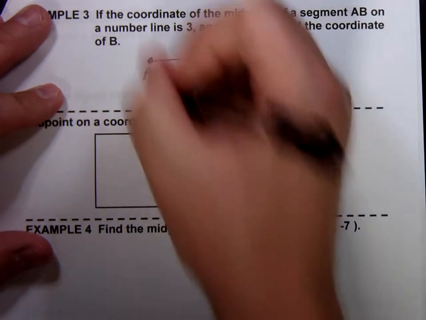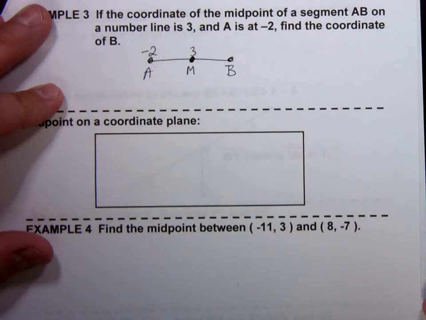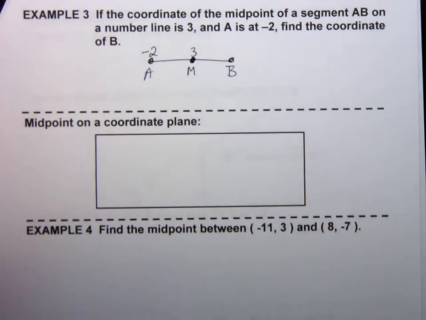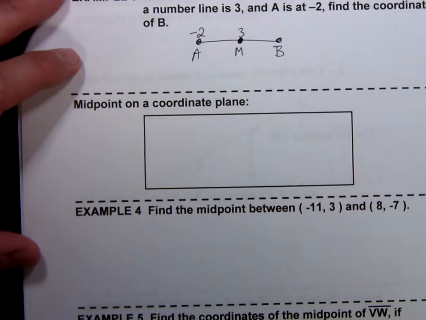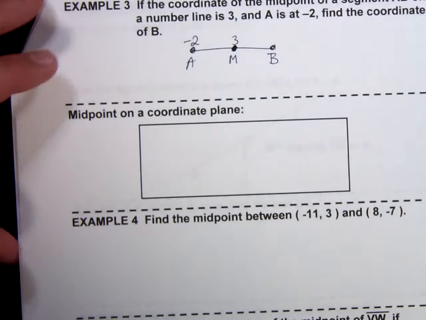A is at -2, and we want to know what is the coordinate of B. Now, it is possible to use the formula here. I'm going to show you how to do it with the formula first, and then I'm going to show you my shortcut, my preferred way of doing it.